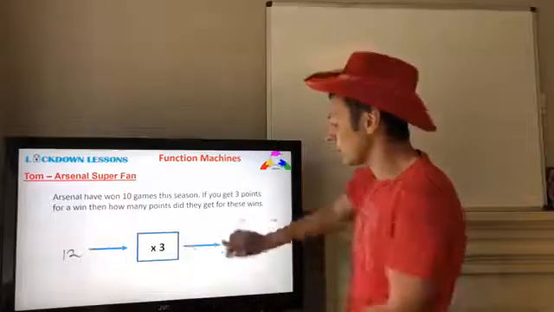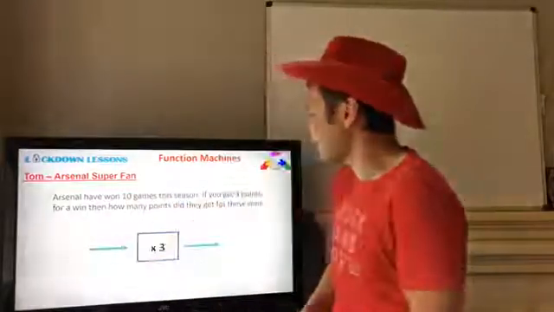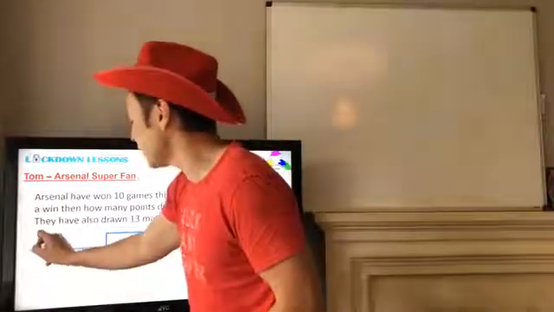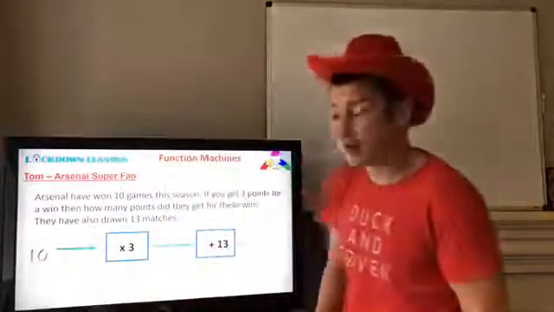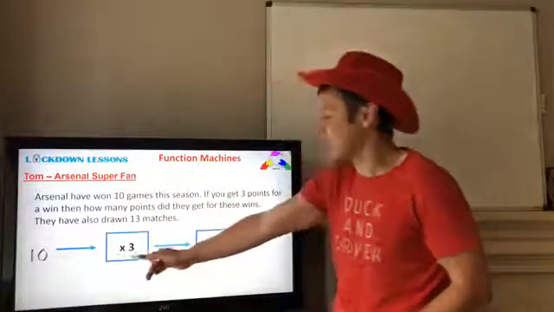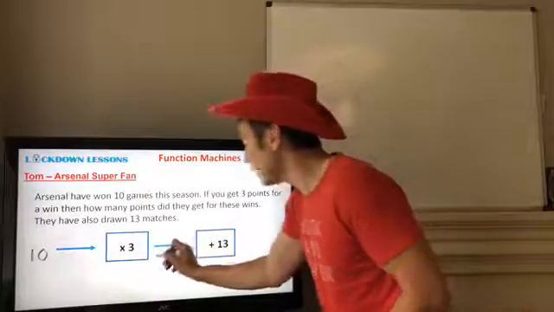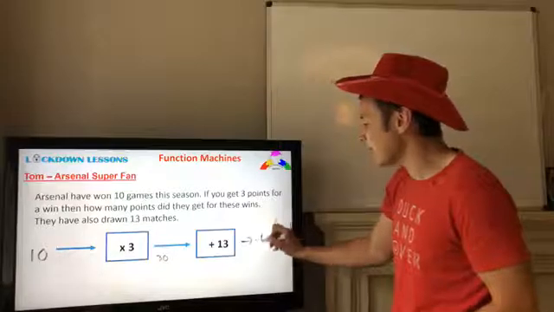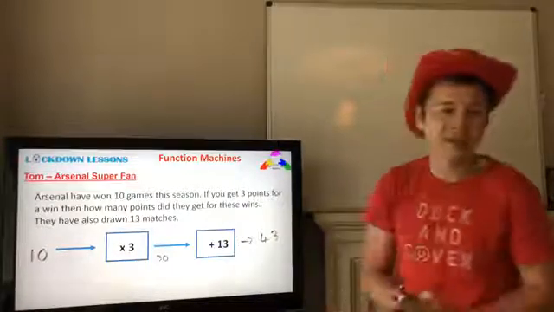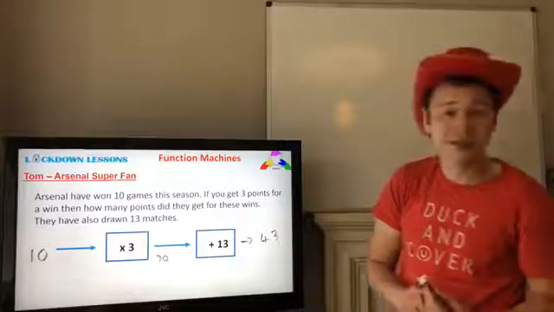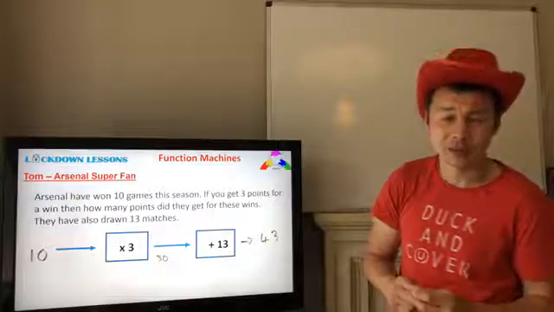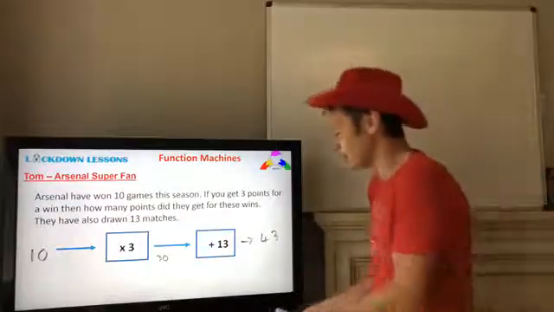It's a function machine. Okay, now as well as that, Arsenal have drawn 13 games. Now you get 1 point for a draw. So if they've now won 10 games, this is how many points they actually have. If we put 10 in, we do 10 times 3, which is 30. Then we can add their draws on, which gives you an output of 43 points, which is how many points Arsenal have this season, which I'm afraid, Tom, is nowhere near enough to win the league, or even get in the Champions League. And I'm a Leicester fan, so I'm glad you're not in the Champions League.